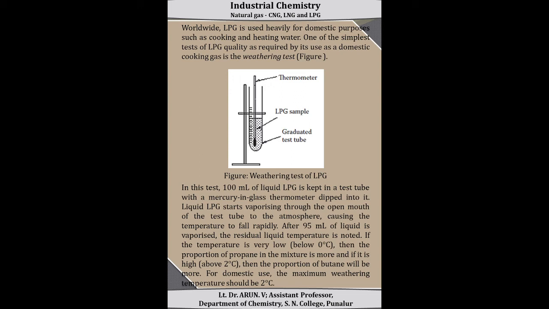Liquid LPG starts vaporizing through the open mouth of the test tube to the atmosphere, causing the temperature to fall rapidly. After 95 ml of the liquid is vaporized, the residual liquid temperature is noted. If the temperature is very low, that is below 0 degrees centigrade, then the proportion of propane in that mixture is more, and if it is high, that is above 2 degrees centigrade, then the proportion of butane will be more. For domestic use, the maximum weathering temperature should be 2 degrees centigrade.